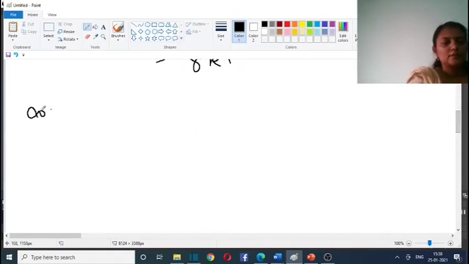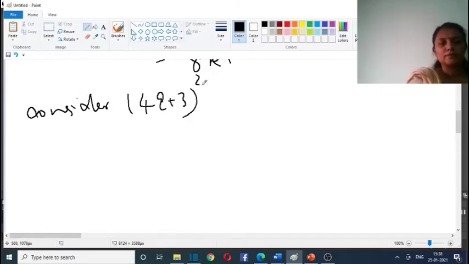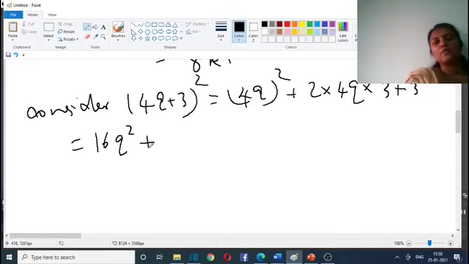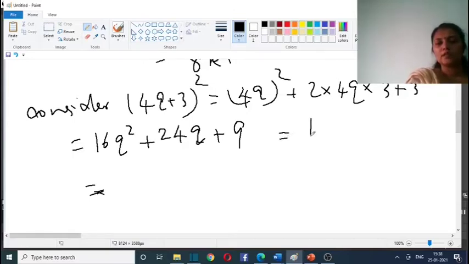Now consider (4q plus 3) whole square. So this is (4q) whole square plus 2 into 4q into 3 plus 3 square, which is equal to 16q square plus 2 into 4q is 8q, 8q into 3 is 24q, plus 9. Now we can write 9 as 8 plus 1.